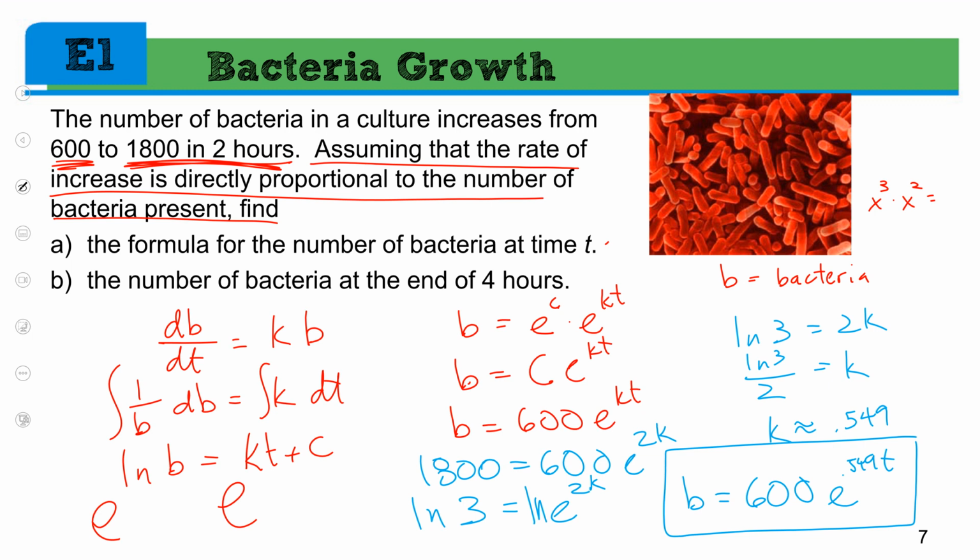Do we need to go through the calculation for part B, or can you all plug 4 in there for T? We're good? Okay.